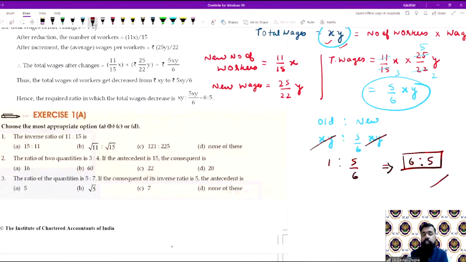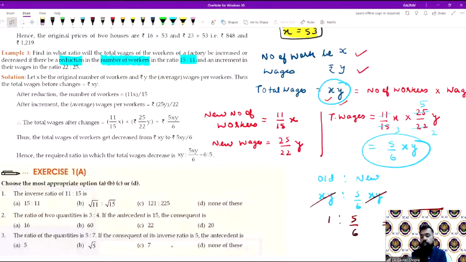Okay. So 6:5 will become the final result. In this question, first of all, we assumed the number of workers as X, their wages as Y. So total wages will be XY. This is the old situation. Now, number of workers as per the new situation, new upon old, is 11 by 15 x. Then their new wages, new upon old, is 25 by 22 y. Now multiply them to get the total wages, and finally calculate the ratio.